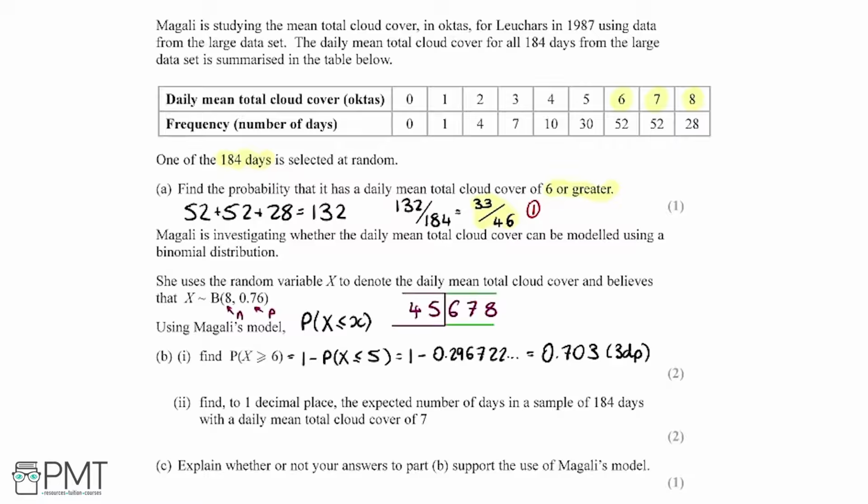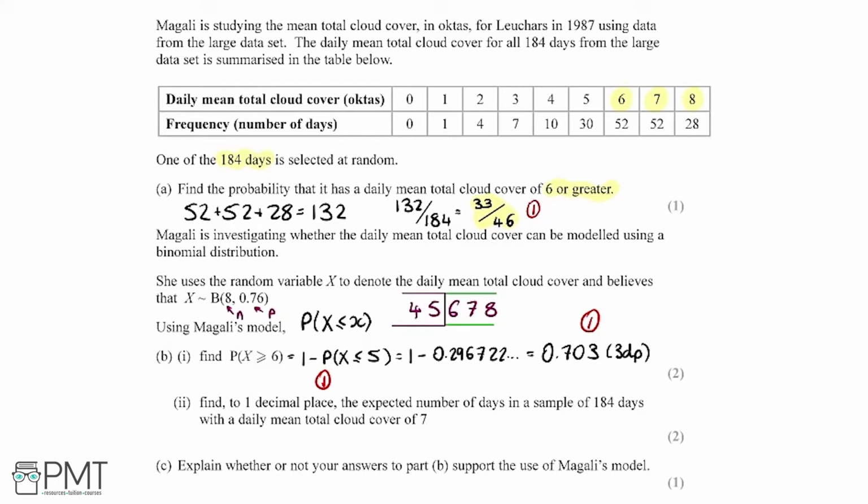So looking through, we get 1 mark here for realising that we can write the probability that x is greater than or equal to 6 as 1 minus the probability that x is less than or equal to 5. And then we get the second and final mark for working out that the final probability is 0.703. So now the second part B says we need to find to 1 decimal place the expected number of days in a sample of 184 days with a daily mean total cloud cover of 7.